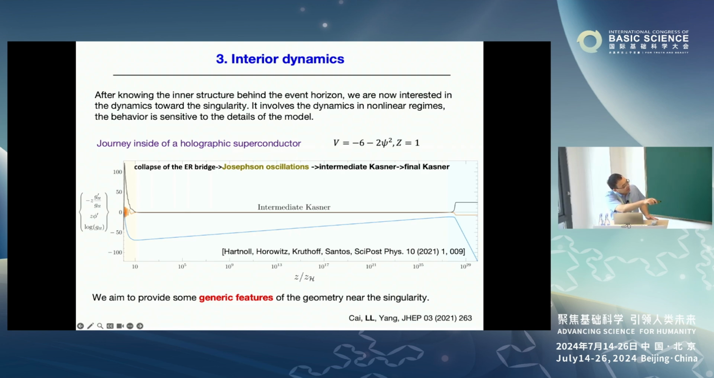You see the oscillation, the orange curve is for the scalar field, and it has some oscillation. Meanwhile, the tt component of the metric will collapse exponentially. And then they can go through a very steady era they call the Kasner universe. I will explain later, but here we want to show some generic features for the geometry near the singularity.